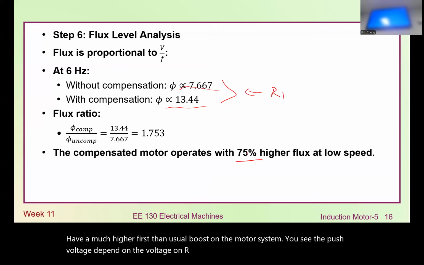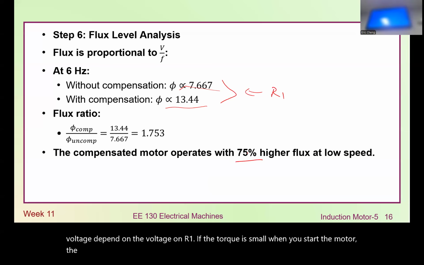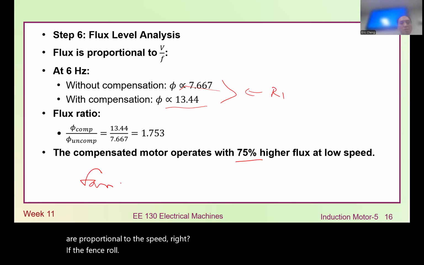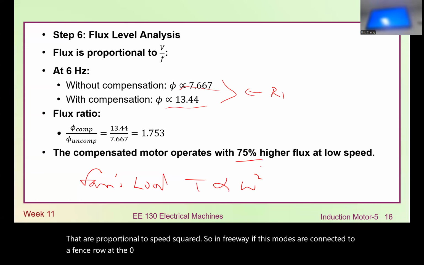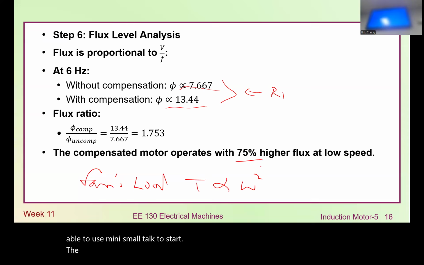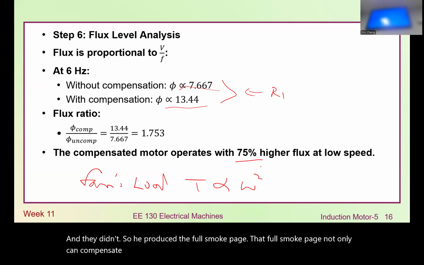If the torque is small when you start the motor, the torque can be small. For instance, when you start a fan load, the fan load is proportional to the speed. If it is a fan load, then the torque is proportional to speed squared. So in theory, if this motor is connected to a fan load at zero speed, the torque will be negligible. For a fan load, we can use really small torque to start the rotation. And so if you use the boost voltage, that boost voltage can not only compensate for R1 losses, but can also boost up the motor flux.